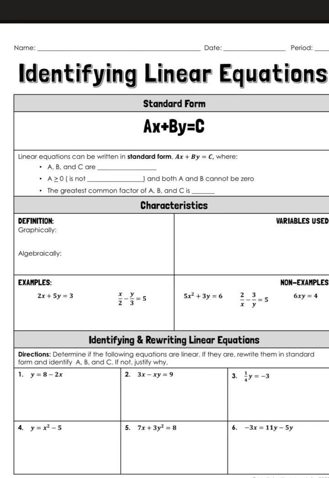In this video, we will discuss identifying linear equations. The standard form of an equation is ax plus by equals c, where ax and by are variable terms and c is the constant term.